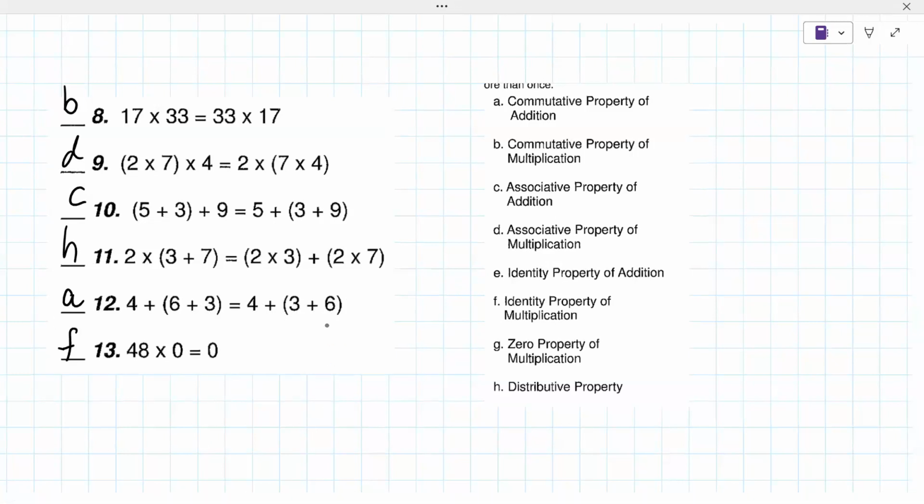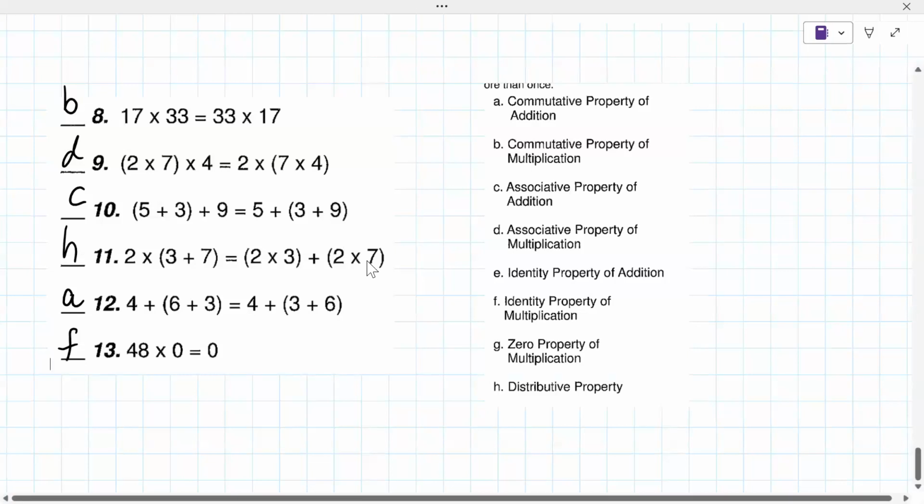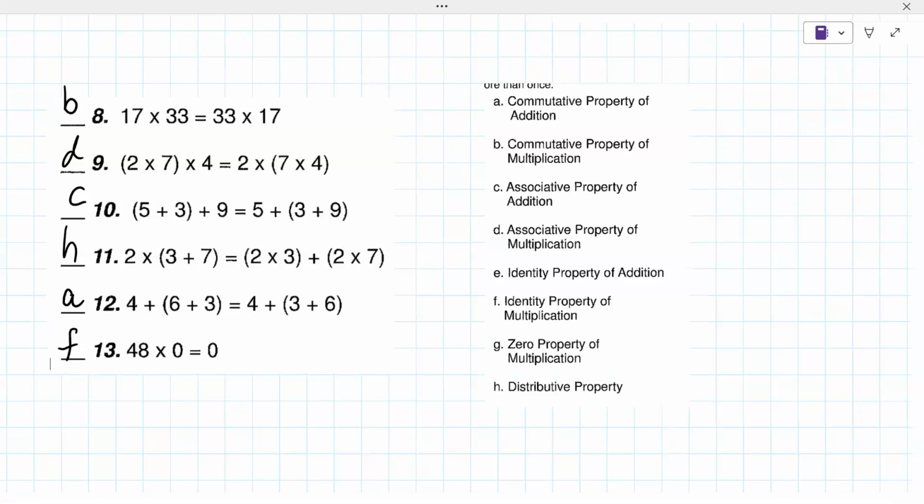Okay. Very good. No, sorry, it is not F. Identity property returns the same value. Oh, so it'd be G. Yes, G.